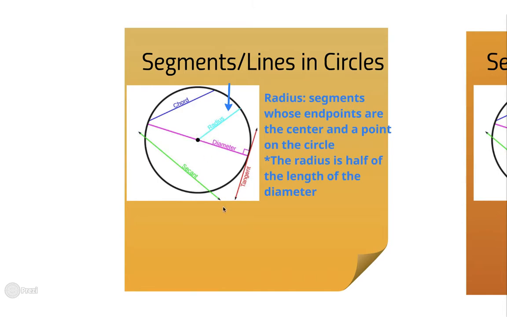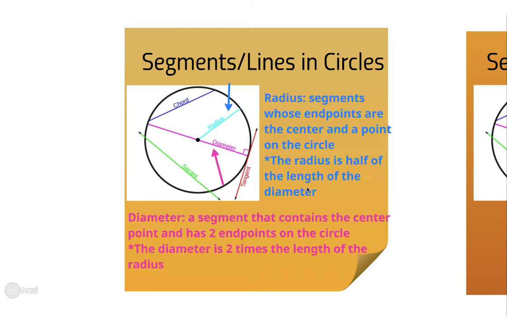Every single radius in a circle, all of them are going to be congruent. So the lengths of all the segments are actually equal in length. So that's pretty cool, right? Something else to keep in mind is the radius is half the length of the diameter, which you're probably like, Miss Long, well, what's a diameter? Don't you worry, I'm about to tell you.